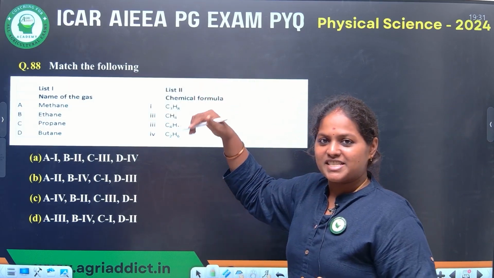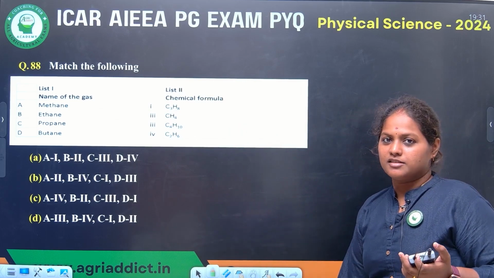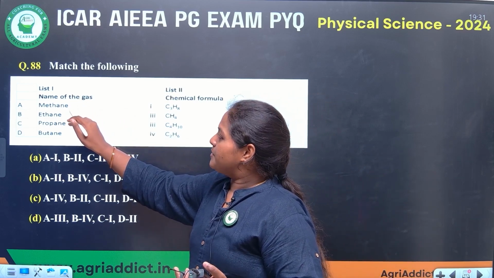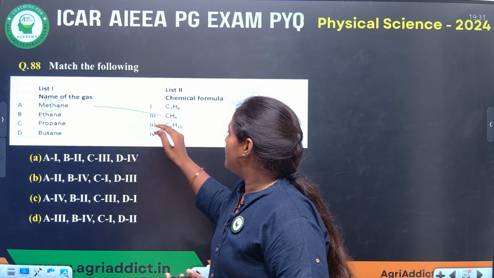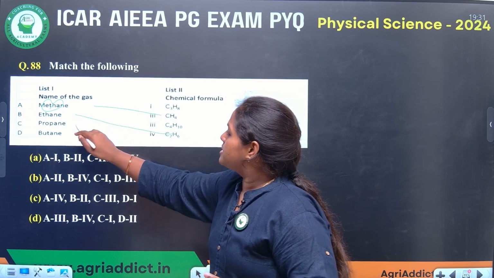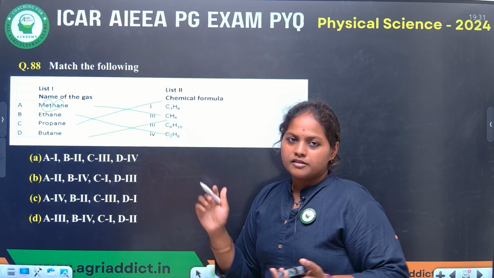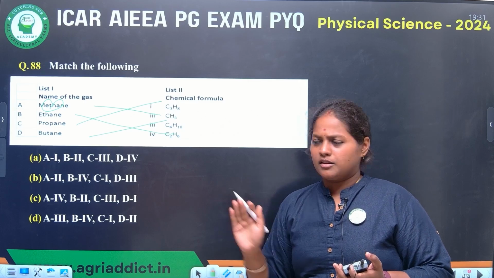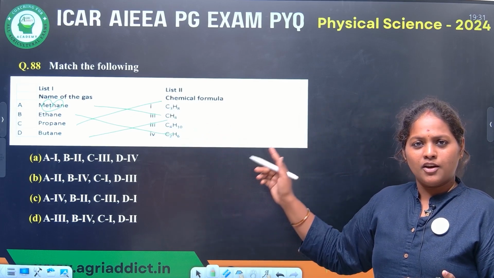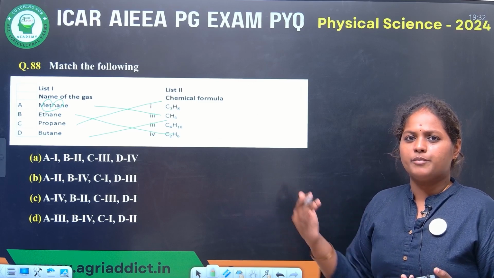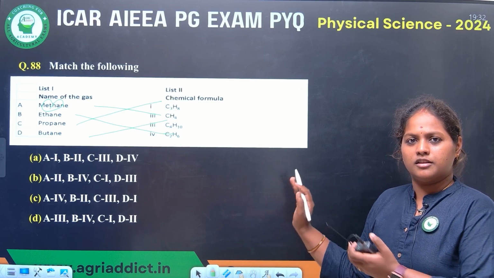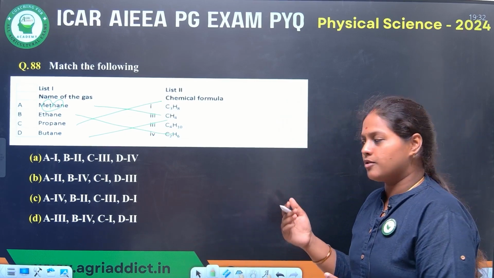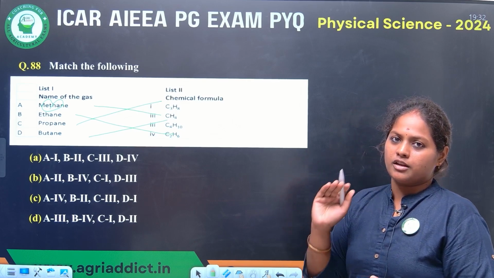Question number 88. Another question from basic chemistry again. IUPAC, which we have read in class 12. Name of the gas, methane. Methane is CH4, ethane C2H6, propane C3H8, butane C4H10. Whatever questions they ask from basic chemistry, that is plus 2 standard, they are not going in depth. Look at this IUPAC nomenclature. You just need to revise the basic chemistry part so that you will not miss these 1 or 2 questions. I recommend you go to roots, revise your basics. Then if any question comes, you can easily answer it.